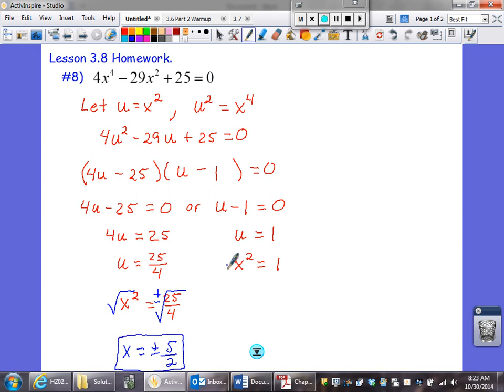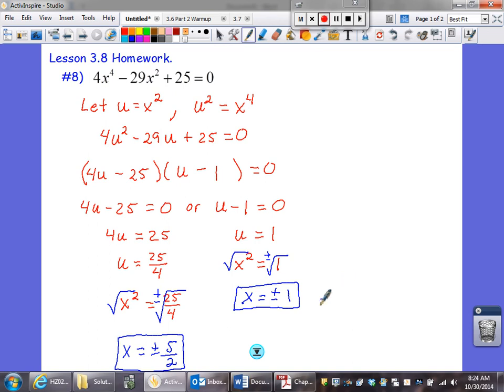Over on this one, we're going to do the same thing. We're going to square root both sides. We're going to do plus and minus, and x turns out to be plus or minus 1. So you got two answers over here, which total up to 4. And we have done the solution. We have figured out the solution to this equation.